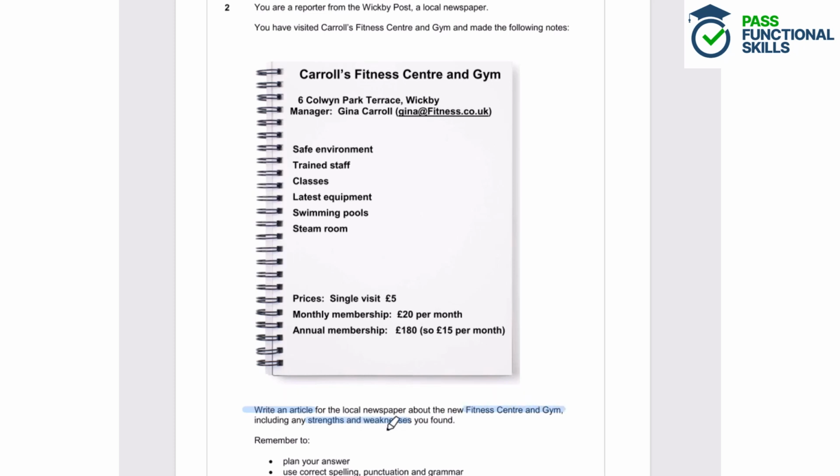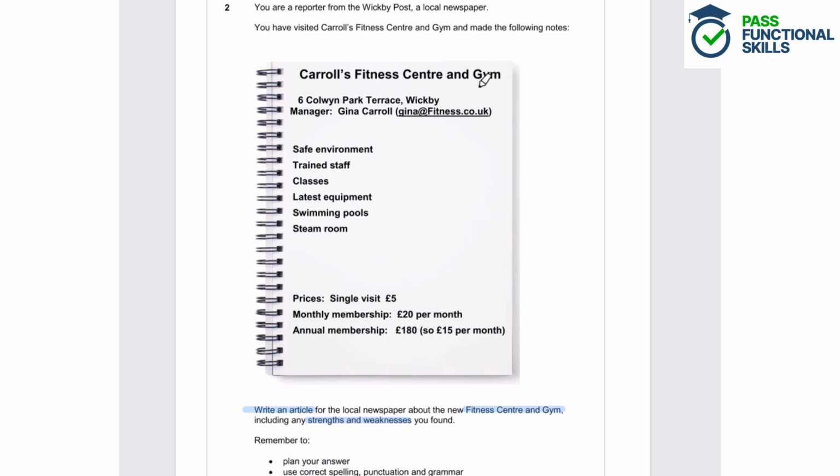We're including these strengths and weaknesses, but we might want to also include some facts about the fitness centre and gym that would be helpful for people. So it's sort of a review article that we're writing here. And whenever we write a review, we will need some facts, opinions about the strengths and weaknesses, and then possibly some recommendations for readers.